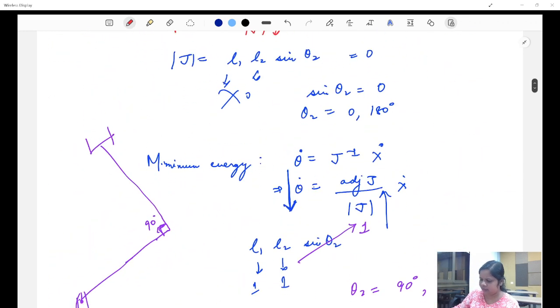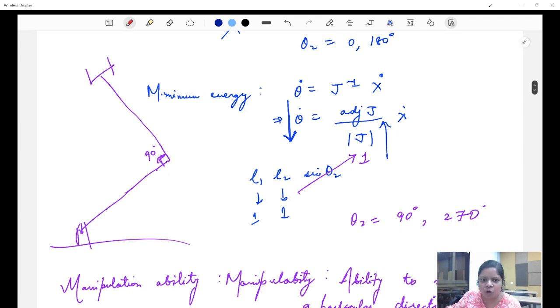So this is the thing that we were discussing. For minimum energy, we have this relation already, right? Joint velocity is related to the end effector velocity in the following way. You know that x dot is equal to Jacobian into theta dot. So from here you can write theta dot is equal to Jacobian inverse into x dot.